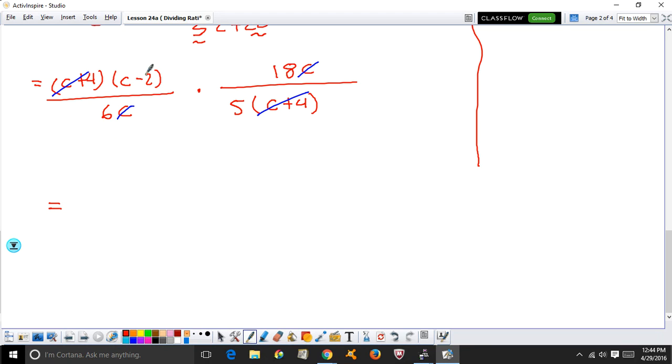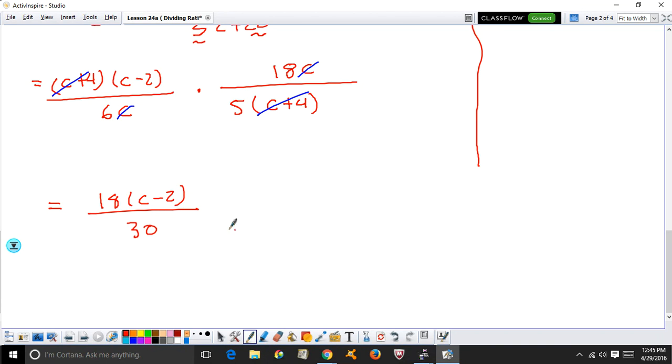So let's multiply now. C minus 2 times 18. That's 18 times c minus 2. This cancels out. So that's 6 times 5, which is what? 30. And this is our final answer. Oh no, we can still simplify this.